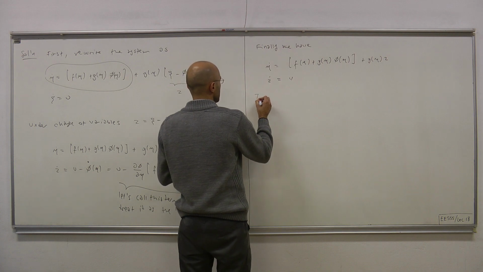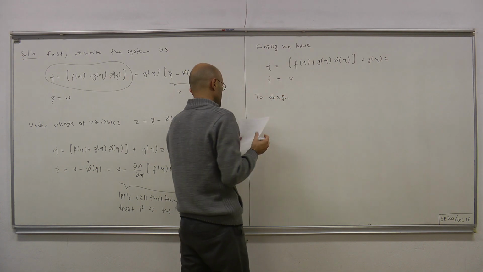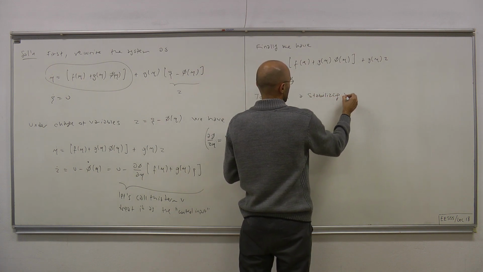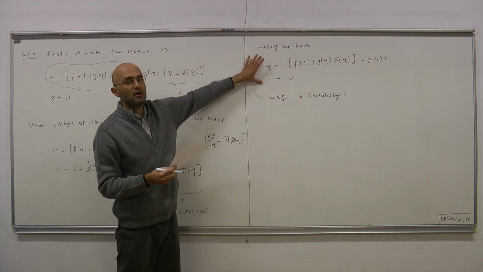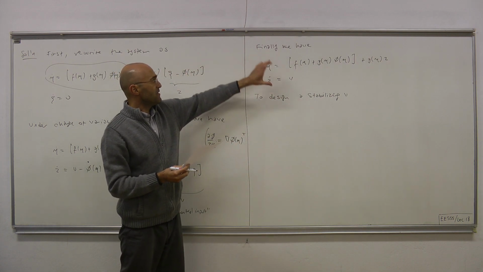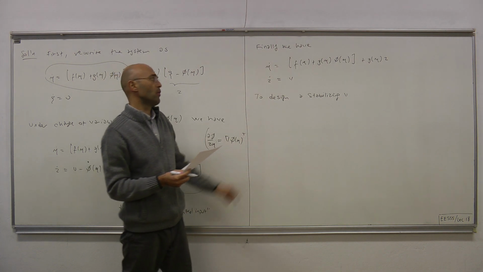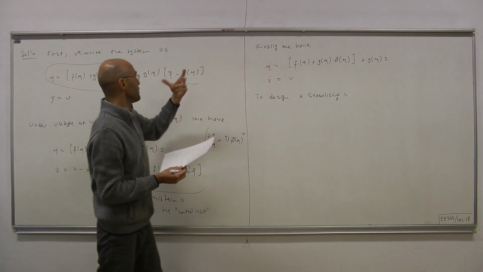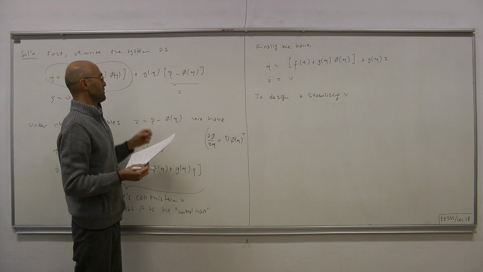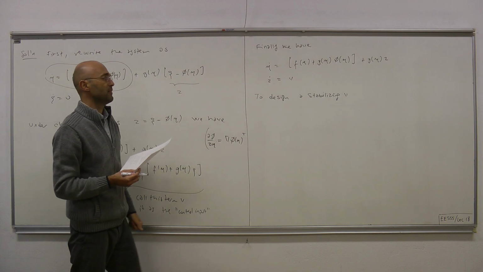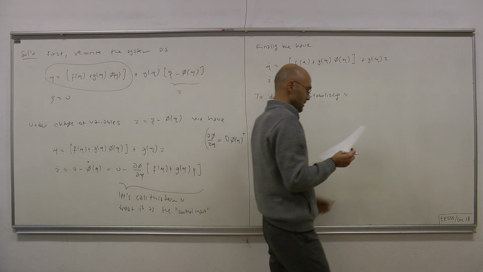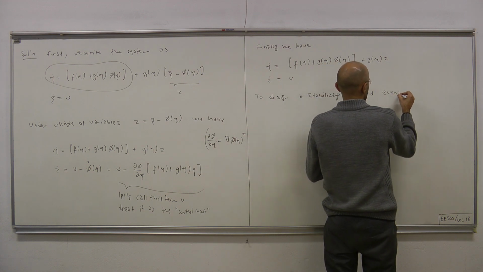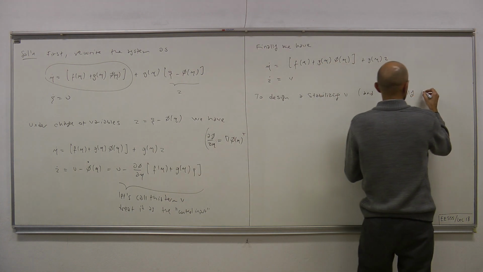Now, to design a stabilizing v, okay. Now we're talking about the new coordinates eta, z. We want a v that stabilizes the origin of the new coordinates eta, z. And by stabilizing the origin eta, z equals 0, we will have automatically stabilized the origin eta, psi, the origin of the original system. Stabilizing v, and eventually stabilizing u.